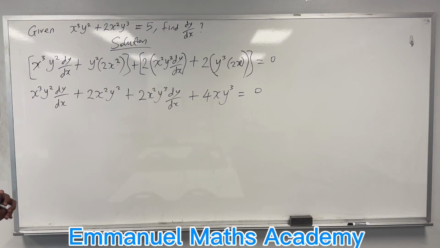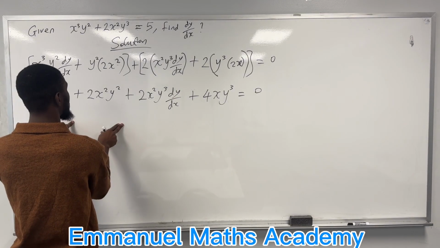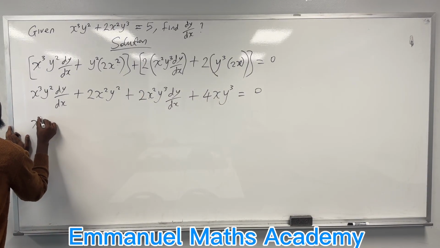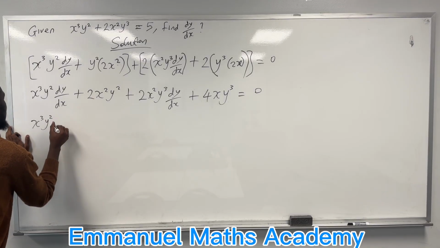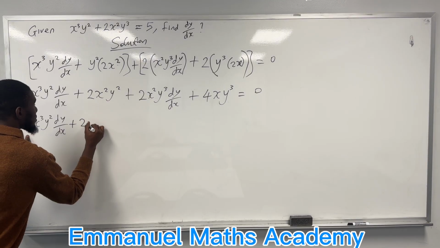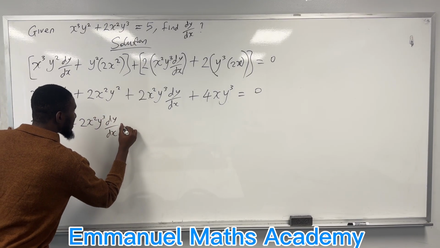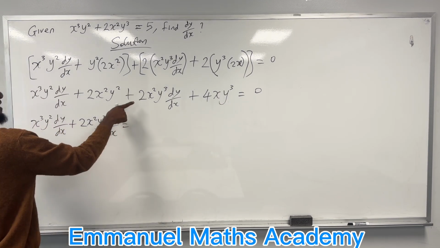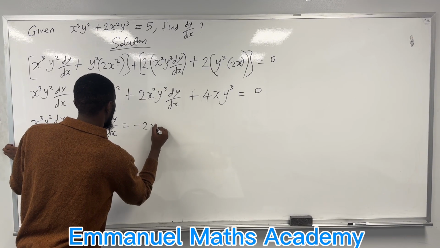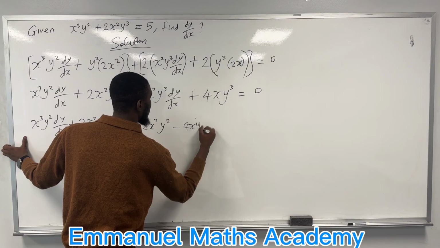So we collect like terms. So we bring these ones together. The ones that have dy dx, you bring them together and you take this one to this side. If we do that, we have what? x cubed y squared dy dx plus 2x squared y cubed dy dx. So this will come to this side, both this and this. Hence we have what? Minus 2x squared y squared minus 4x y cubed.